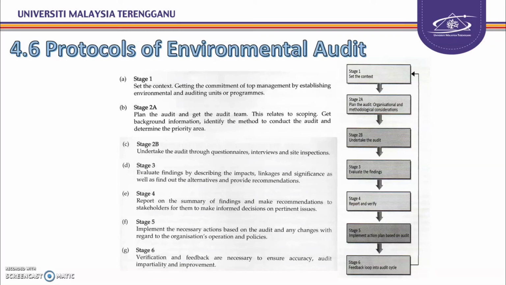Then stage 5 is to implement the necessary action based on the audit and any changes with regard to the organization's operation and policy. Finally, stage 6 is verification and feedback, which are necessary to ensure accuracy, audit impartiality, and improvement. So in this protocol, you have to go through stage by stage. You cannot jump from stage 2A to stage 4. No, you have to follow the sequence from stage 1 to stage 2A to 2B to 3 and so on.